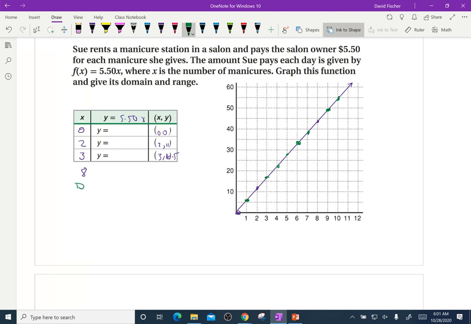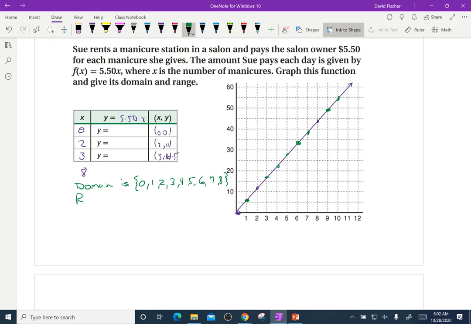We can say domain is, I could have 0. Now we have to think about how many manicures a person could give in a day. I don't know. I would imagine a manicure probably takes maybe an hour, 8 people, maybe an hour each. I don't know that my daughters have ever gotten one. So my domain is maybe 0, 1, 2, 3, 4, 5, 6, 7, and 8. Okay. That might be a reasonable domain.